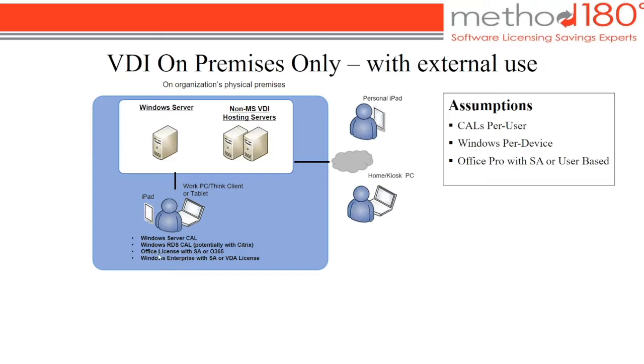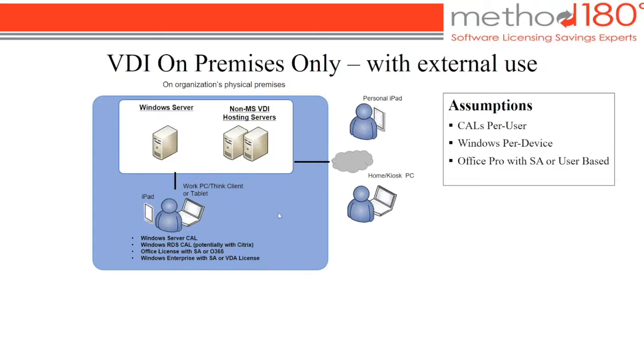The difference now becomes that Office needs to be licensed with SA or through Office 365 for the user base to allow for that roaming scenario where they're no longer accessing just from corporate PCs. And then again, the Windows Enterprise with SA or VDA license will allow them to access this.